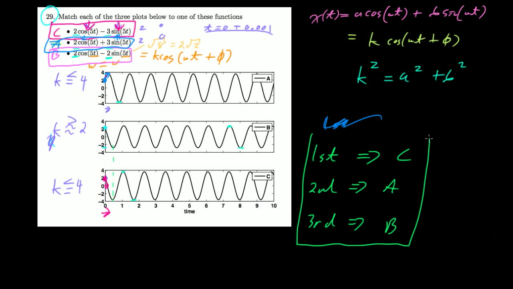Hopefully that made sense to you. I didn't write a lot of math. Maybe I'll do another video where I go through a ton of math and actually prove that, yeah, these are the graphs of these 3 functions. But I think it makes a little bit more sense to approach the problem intuitively.